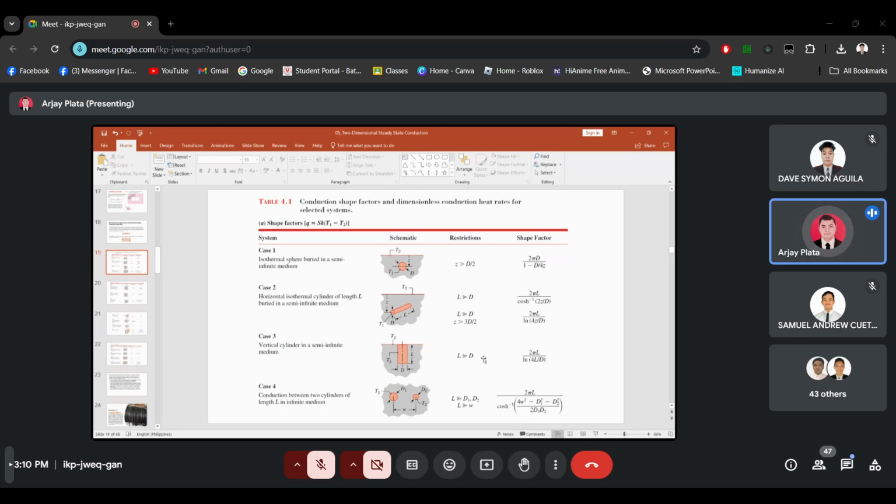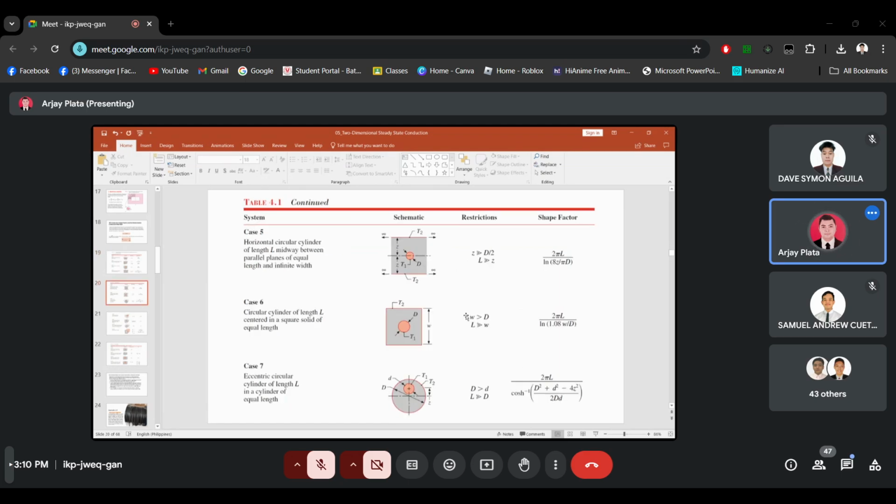Case 4 is for conduction between two cylinders of length L in an infinite medium. So this is our formula. Case 5 is for a horizontal cylinder of length L midway between parallel planes of equal length and infinite width. So there's an infinite width here. Unlike this one, case 6 has a fixed width given here, of a square. In this case, there is a circular cylinder of length L centered in a square solid of equal length.